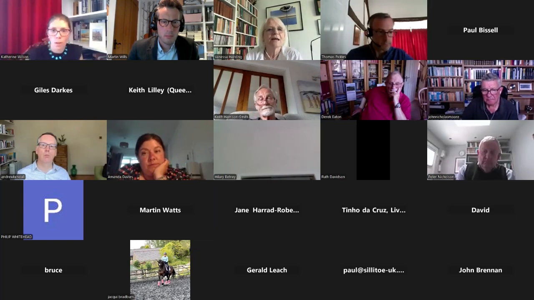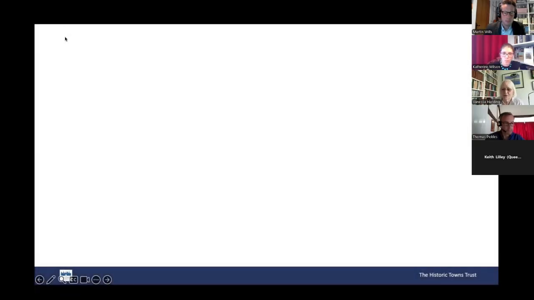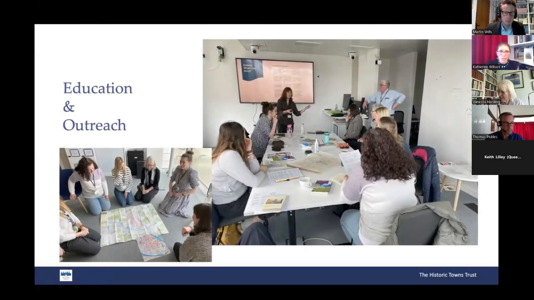But in the meantime, while you are gathering your thoughts, I want to say a little bit more about what we're doing with the map. We've got the map now. How can we make sure that more people know about the map? How can we encourage them to use it to enhance their understanding and appreciation of Chester?